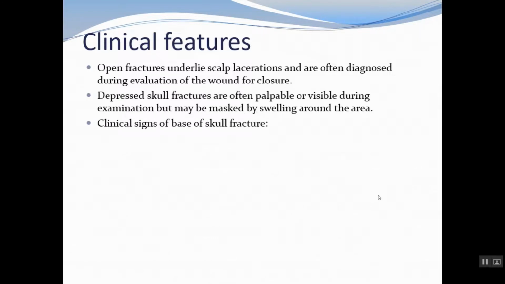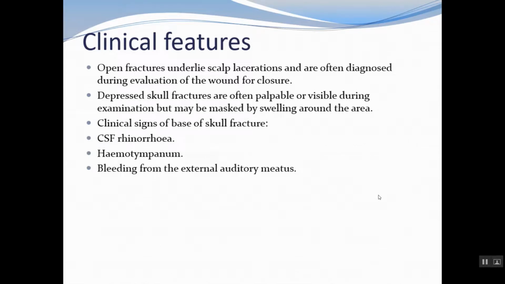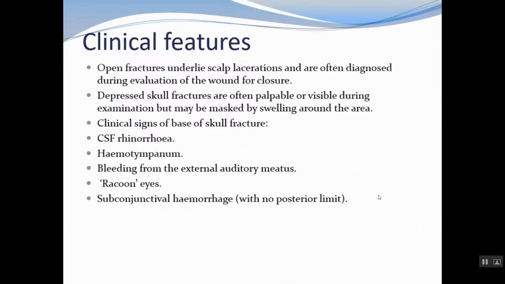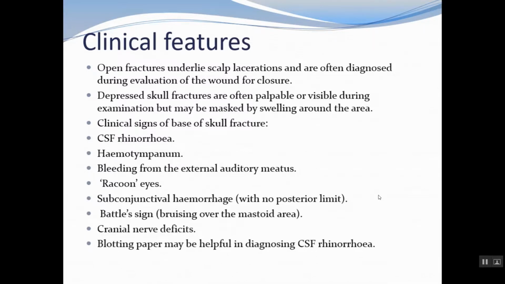The clinical signs of skull-base fracture include CSF rhinorrhea, hemotympanum, which is blood in the tympanic cavity or middle ear cavity, bleeding from the external auditory meatus, raccoon eyes, periorbital ecchymosis, subconjunctival hemorrhage with no posterior limit, Battle's sign, bruising over the mastoid area, and cranial nerve deficit. Blotting paper may help in diagnosing CSF rhinorrhea, but it is unreliable.